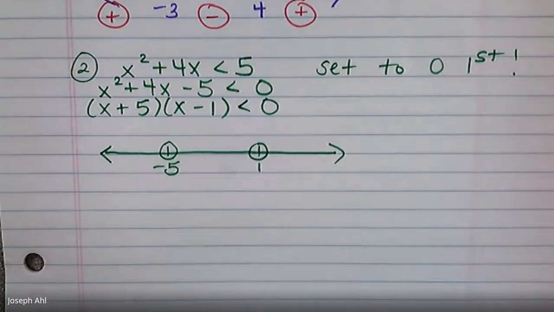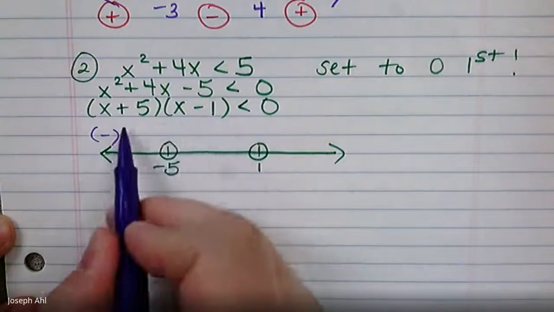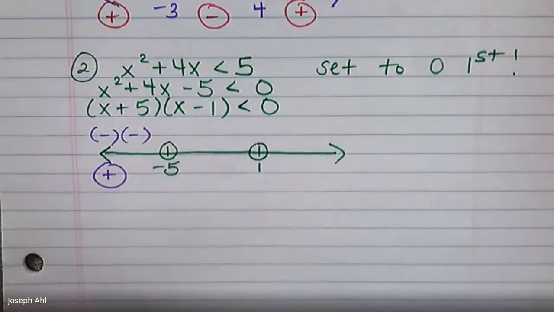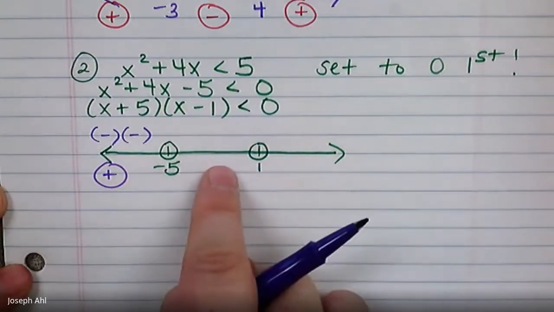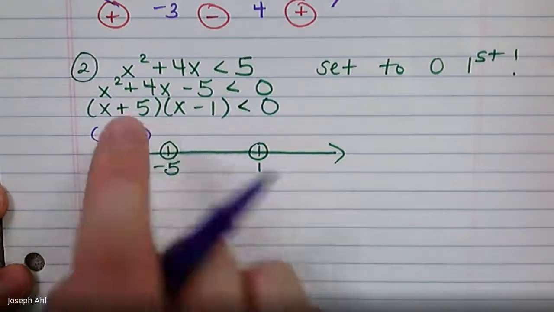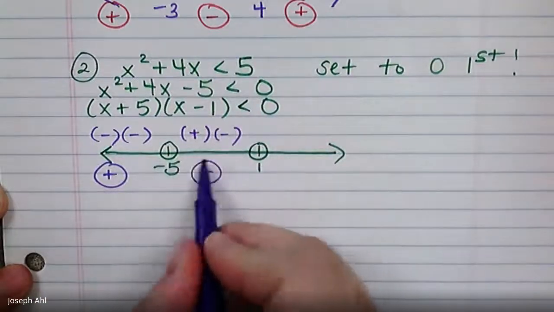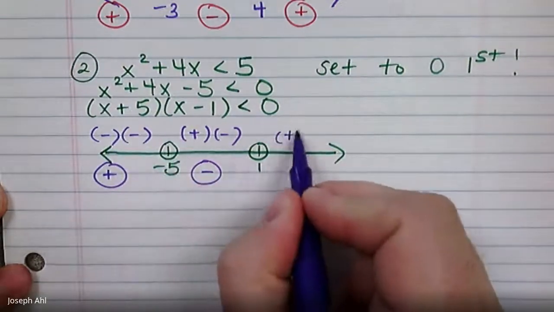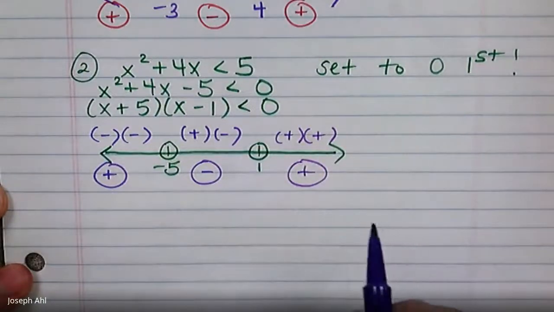through this one. If I test -6, -6 plus 5, negative, -6 minus 1, negative. Negative times negative is positive. Come over to the middle here. Negative 5 times 1. Let's pick a number. Let's pick 0. 0 plus 5 is positive. 0 minus 1 is negative. Positive times negative is negative. And if I pick 2, 2 plus 5 is positive. 2 minus 1 is positive. Positive times positive is positive.